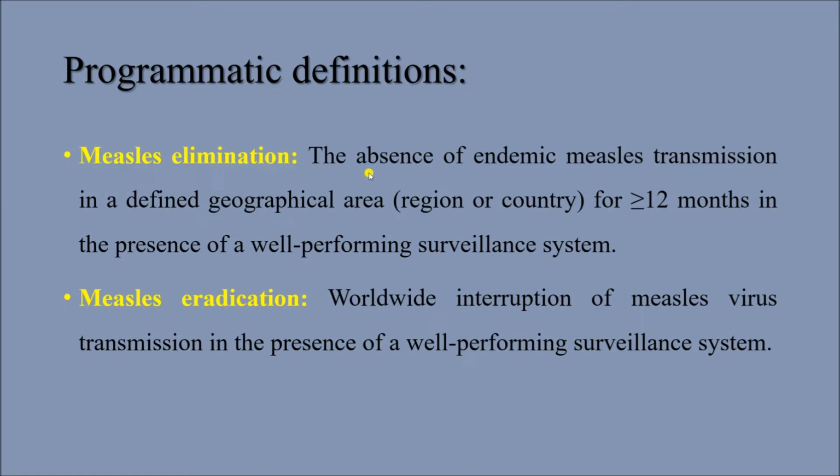When the same thing occurs at a global scale and also for an indefinite period of time, not only more than 12 months, then it is known as measles eradication. So, worldwide interruption of measles virus transmission in the presence of a well-performing surveillance system. So, that is why this is an all or none phenomenon. So, either it occurs or it does not occur.